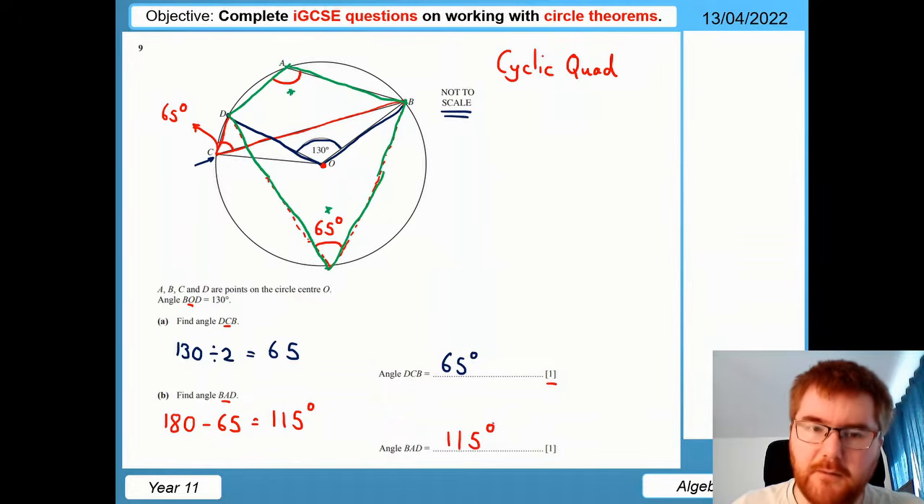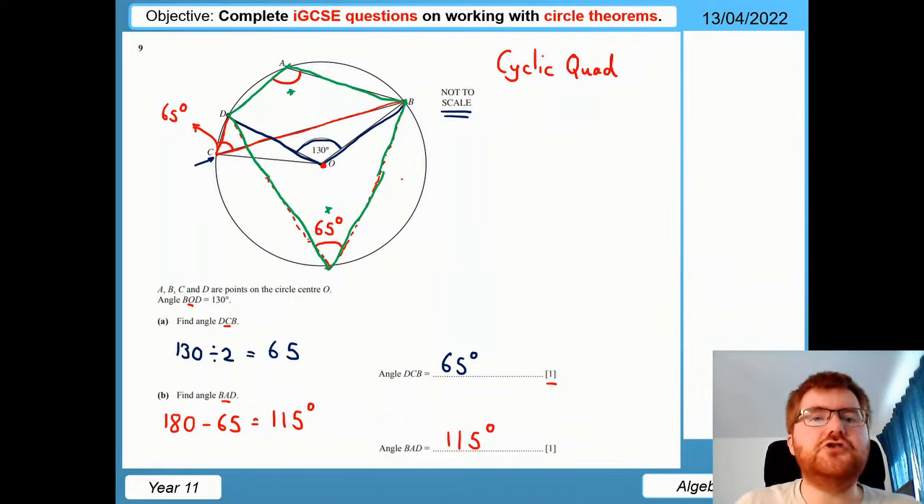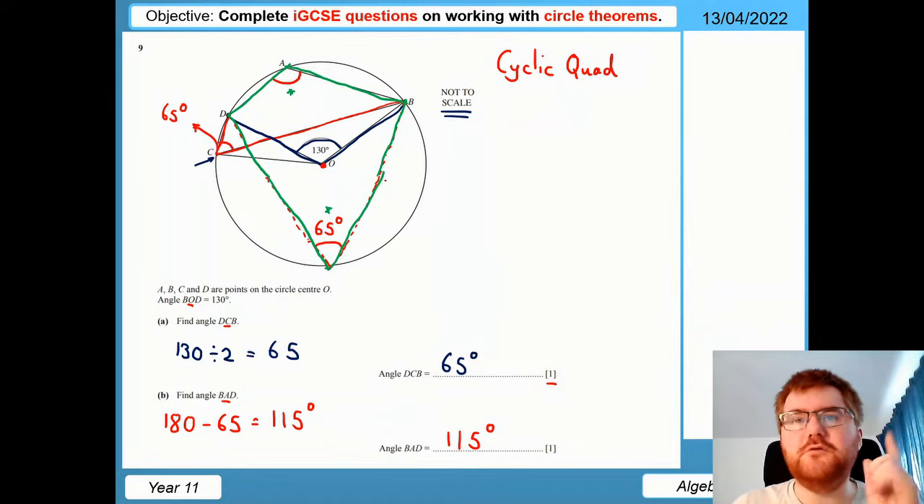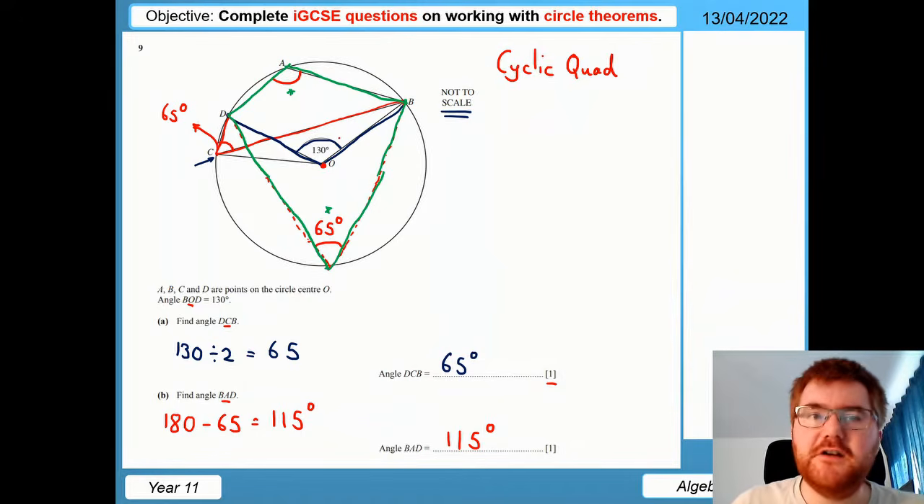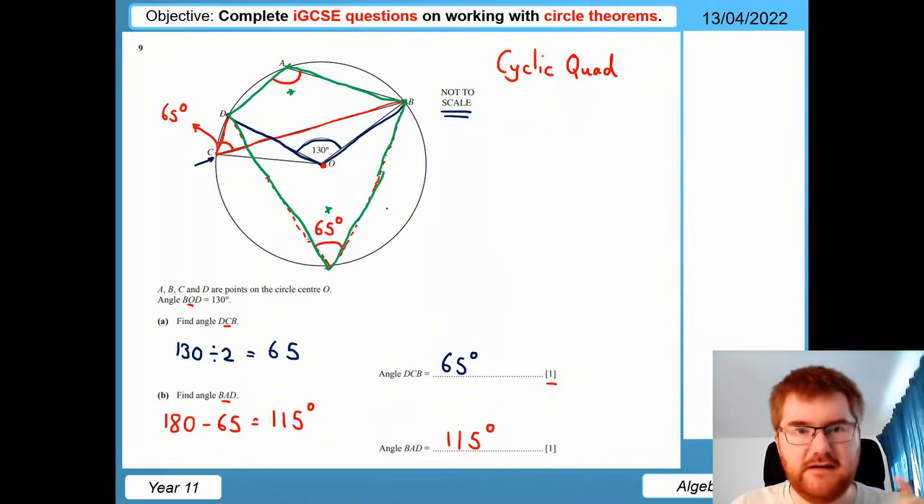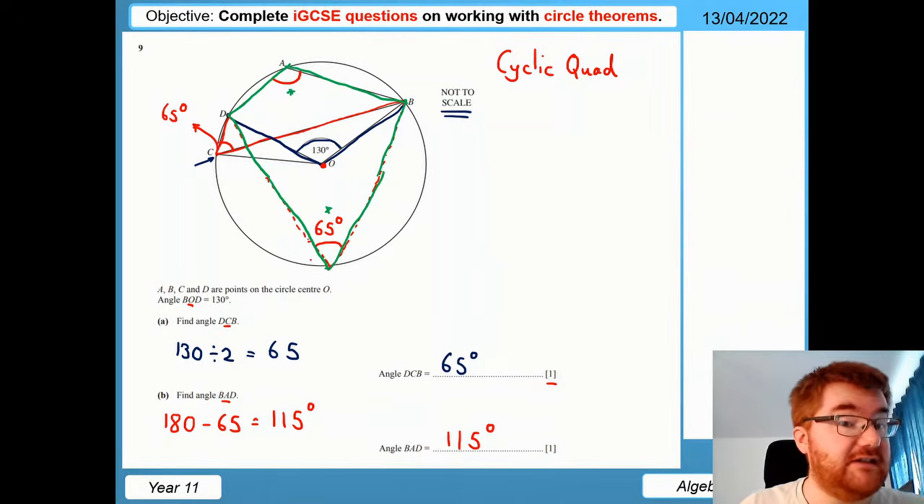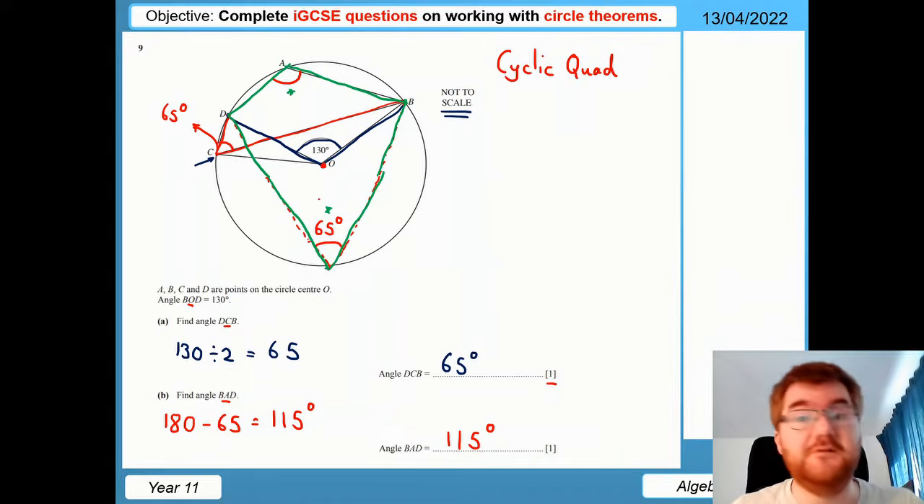So I can pop that in. And if you're ever unsure about the cyclic quad questions, always check, is every single vertex on the circumference? That is really, really important. And if it isn't, you can do this nice little trick here, where you can actually draw a shape with all the vertices on the circumference instead.